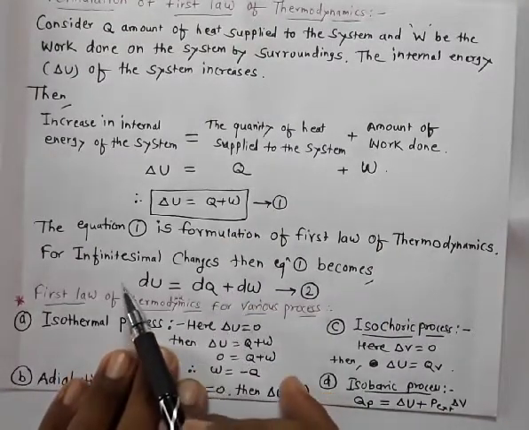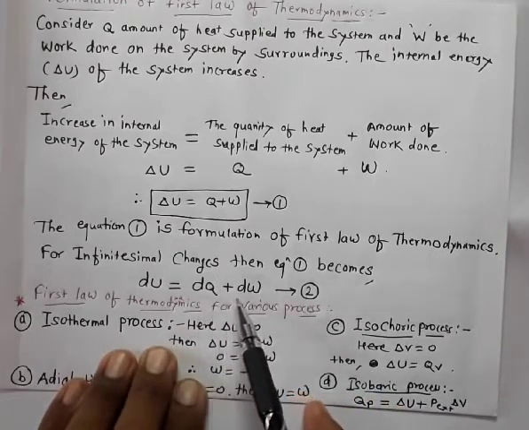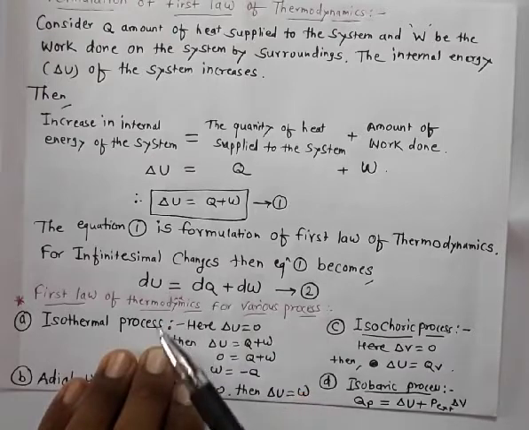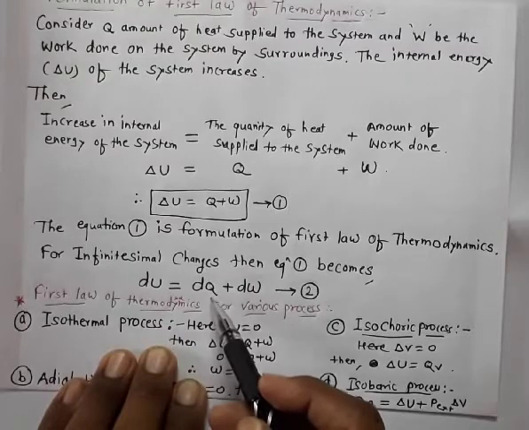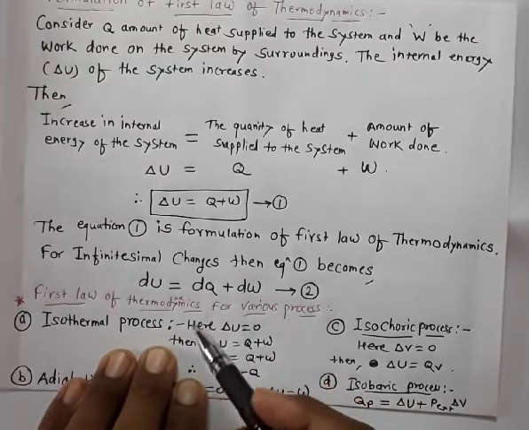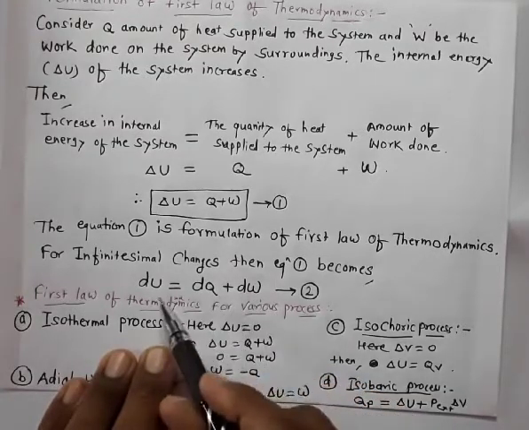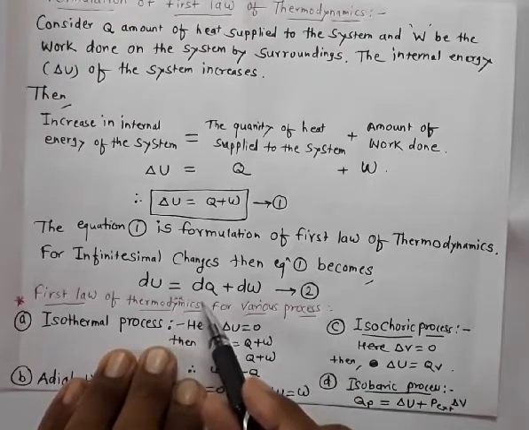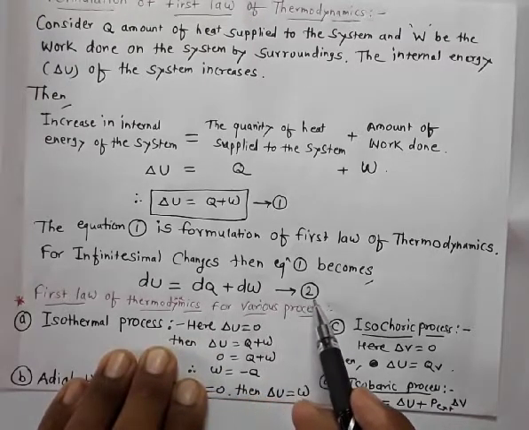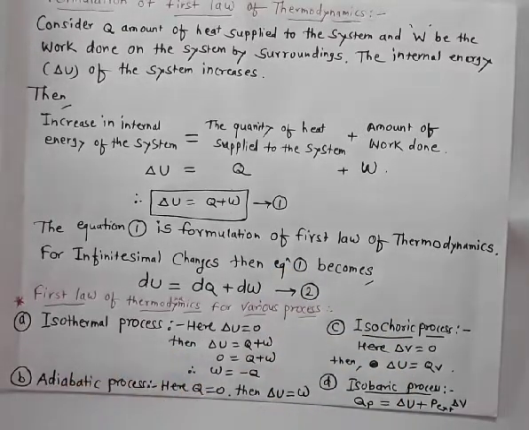Now suppose there is an infinitely small change, then equation 1 becomes dU is equal to dq plus dw. dU means a small change in internal energy, dq is a small amount of heat supplied, and dw is a small work done. So the equation is written as dU is equal to dq plus dw. This is equation number 2, and this is the formula or correct equation of the first law of thermodynamics.